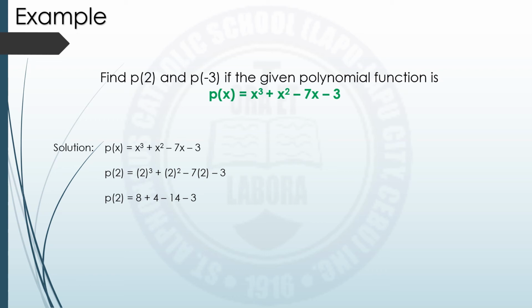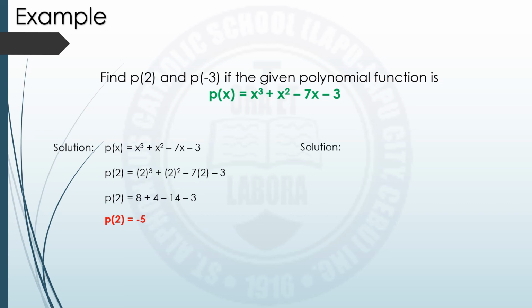And then copy 3. And combine, we have 8 plus 4, the answer would be 12. 12 minus 14, the answer would be negative 2. And negative 2 minus 3, the answer would be negative 5. Therefore, our value is equal to negative 5.